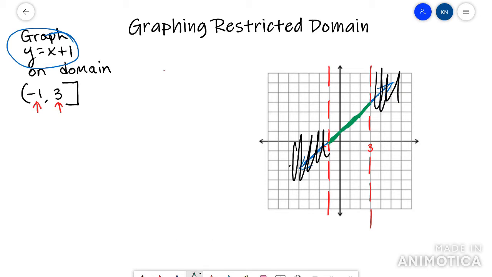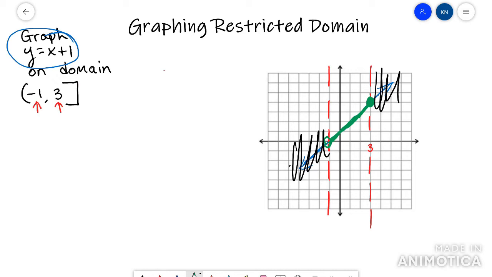And I'm almost done. The only thing you really need to know is that when they give you this interval, a parenthesis means you need an open circle there, and a bracket means you need a closed circle there. An open circle means -1 would not be included in my domain. It goes all the way up to it, but it doesn't quite hit -1. And a bracket or a closed circle means, for example, 3 is part of my domain. It goes all the way until 3.